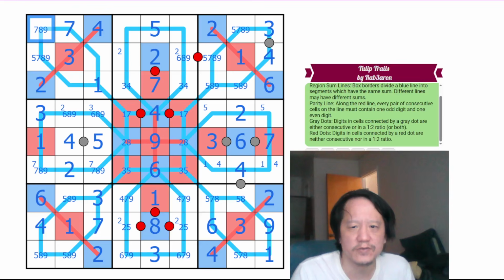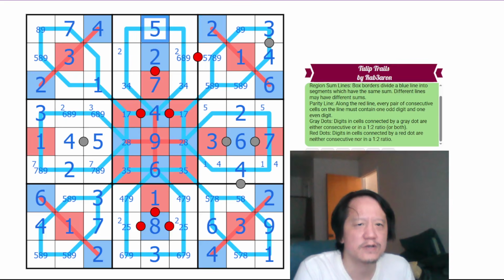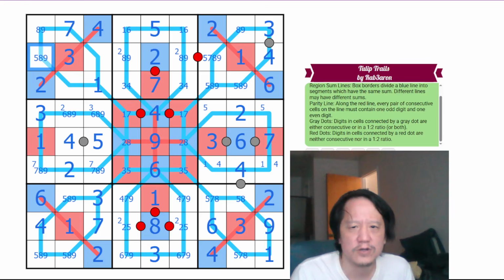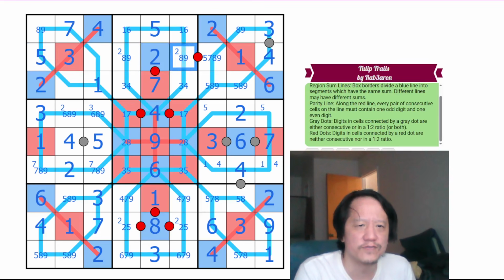That eliminates 7 in the rest of the box. Can't be 5 or 7. So this has to be 1 and 6 as a pair. That eliminates 6 here. So this is an 8, 9 pair here, which eliminates 8 and 9 in the rest of the row. So no 8, 9 here. This is 5. No 5, 8, 9 here. It's 7.